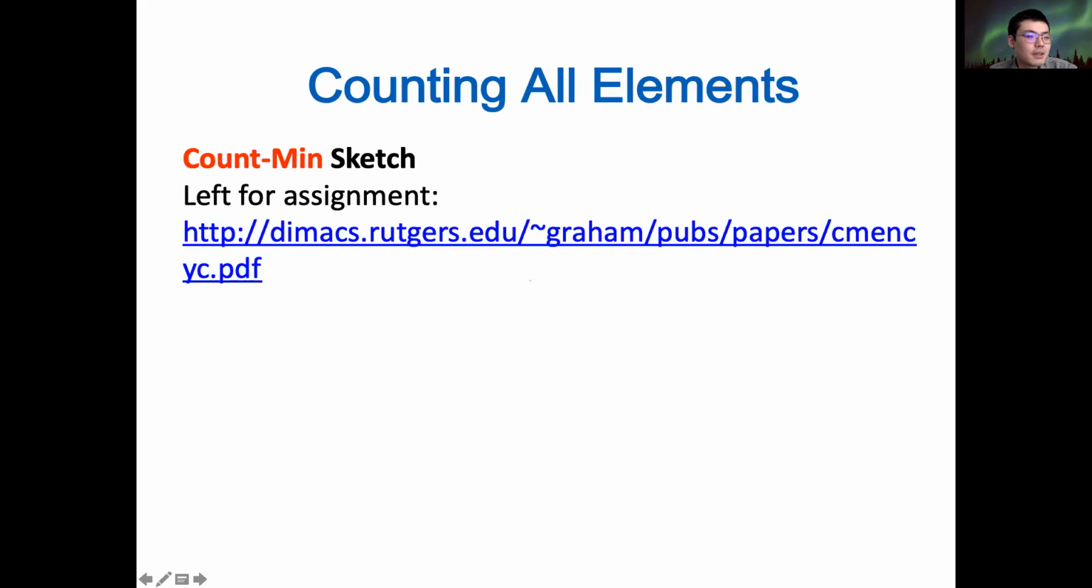So you will self-study this link to understand what count mean sketch is. And after that, you will complete the second written assignment, where we have a question on that. We will skip this in this lecture, but it will be in your assignment, just like the proof for the Chernoff bound on the left-hand side.